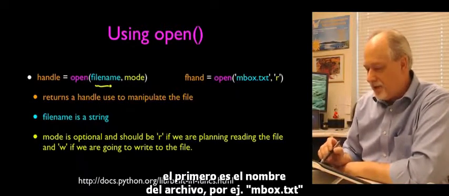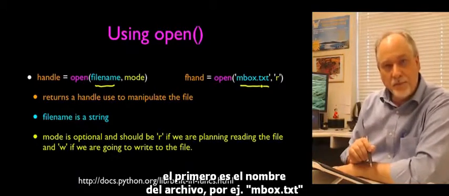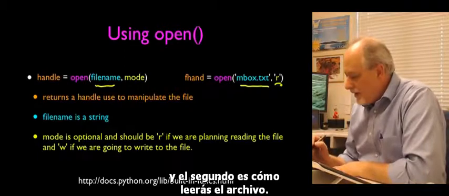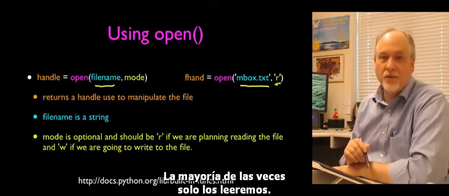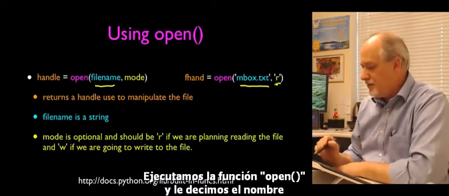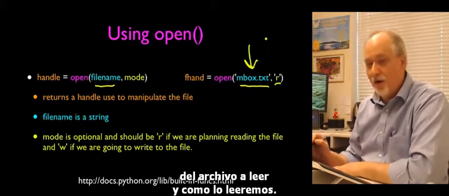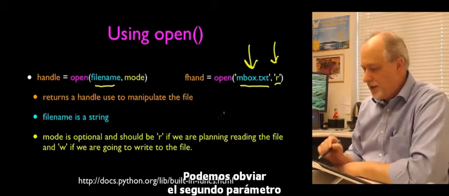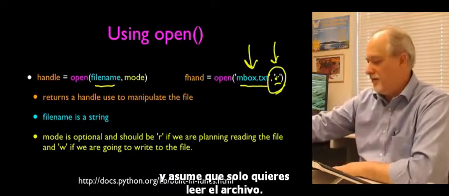The first parameter is the name of the file, like mbox.txt, and then the second is how you're going to read it. Are you going to read it? Are you going to write it? Most of the time, we'll be reading our files. So we call the open function and pass it the name of the file we want to open, and then how we want to read it. You can leave this second parameter off, and it assumes that you're going to want to read the file.